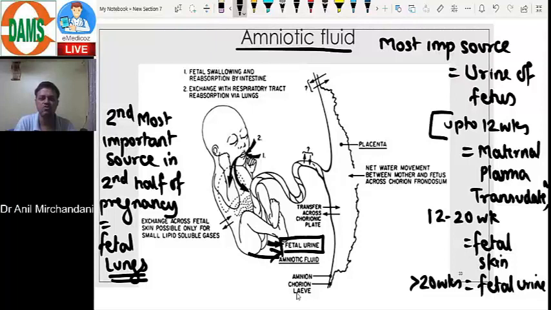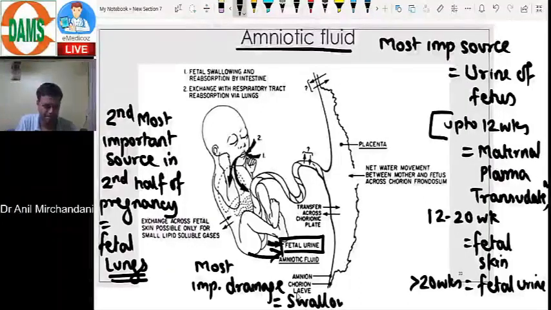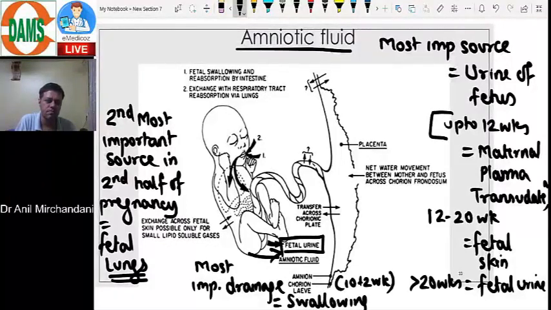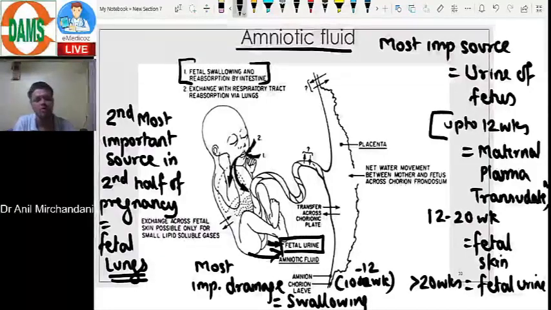Now you understood sources, but what about drainage? Most important drainage is by swallowing, and swallowing begins from 10 to 12 weeks. Yeah, swallowing begins from 10 to 12 weeks. That is the most important drainage. So baby will swallow back the fluid. Fetal swallowing will maintain the balance of amniotic fluid level in the amniotic sac.